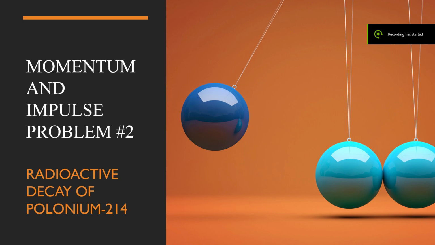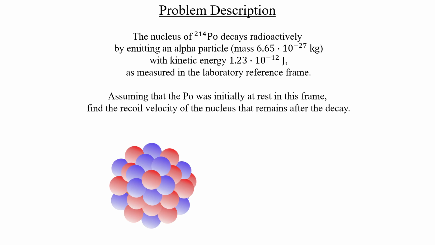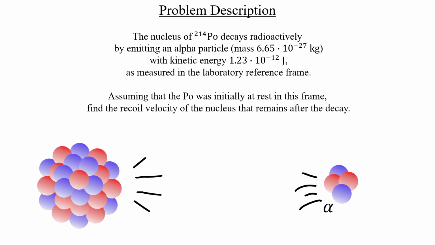Today's problem involves the conservation of momentum again, and we're applying it to an extremely radioactive element, polonium. We're told that a nucleus of this substance will decay radioactively by emitting an alpha particle, and we're given that particle's mass and kinetic energy. It's up to us to figure out how fast this leftover nucleus recoils in the opposite direction.